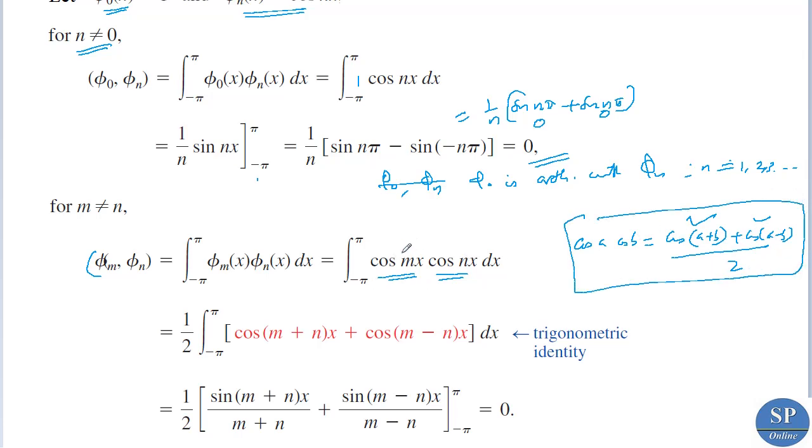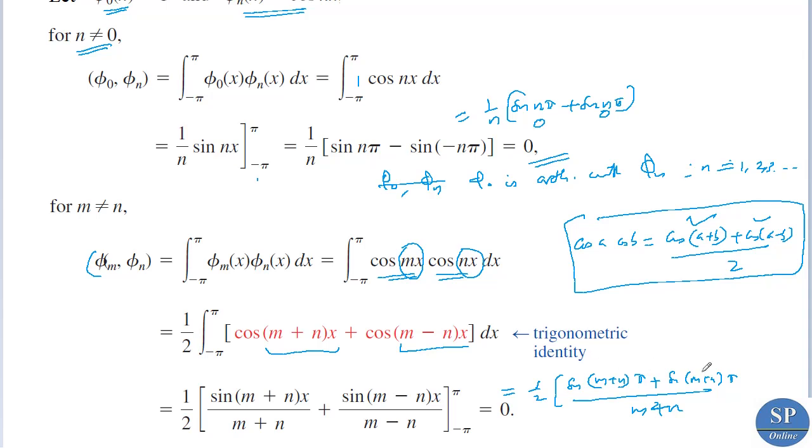Here we have taken a equal to mx and b equal to nx. So cos a plus b is cos m plus n x, and cos a minus b is cos m minus n x. The integral of cos m plus n x is sin m plus n x divided by m plus n, and the integral of cos m minus n x is sin m minus n x divided by m minus n. Applying the limits, we get 1 by 2 into sin m plus n into pi minus sin m plus n into minus pi, divided by m plus n.